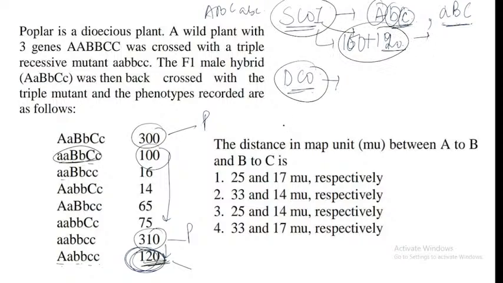For the single crossover 2, double crossover is 16 plus 14. Yes, very good. And for the last one it is 65 plus 75. So these are the three frequencies that you need to remember.